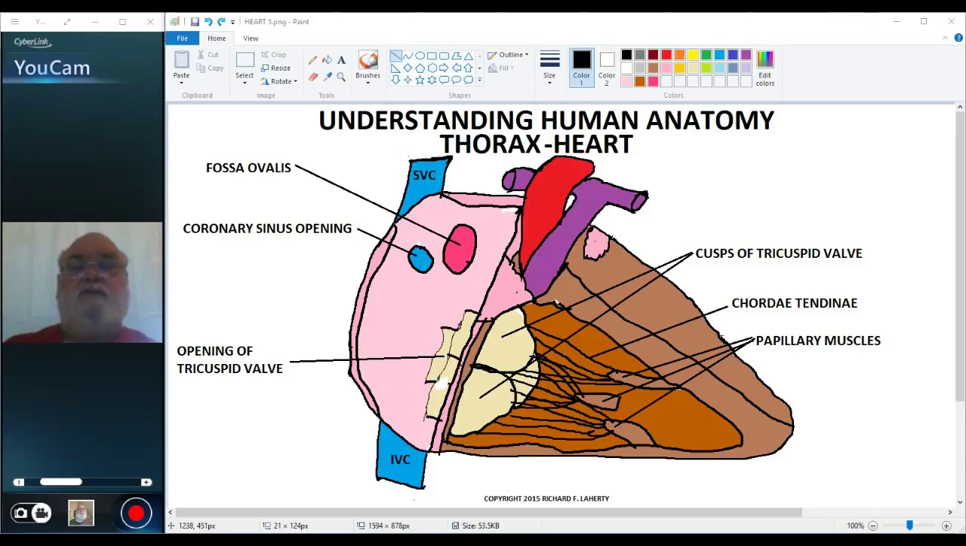Now the papillary muscles and the Chordae Tendineae work together to keep the tricuspid valve from folding inside out and allowing blood to go from the ventricle back up into the atria when the ventricle contracts. The Chordae Tendineae hold on to the flaps of the valve. They prevent them from turning inside out and projecting up here into the atria.